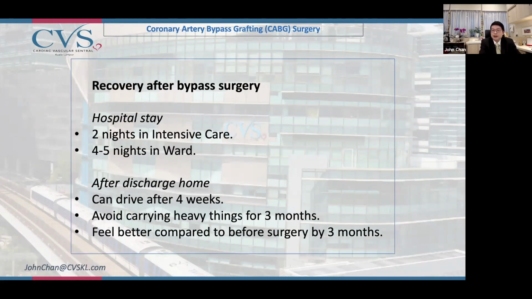Most patients will stay 2 nights in the intensive care unit and an additional 4 to 5 nights on the ward. After a week, most patients can go home and they're quite okay. After 4 weeks, they can drive again. But the bone, the sternum, takes up to 3 months to heal completely. So patients should avoid carrying or pulling on heavy things for up to 3 months after the surgery. After 3 months, most patients will feel better compared to before the surgery.